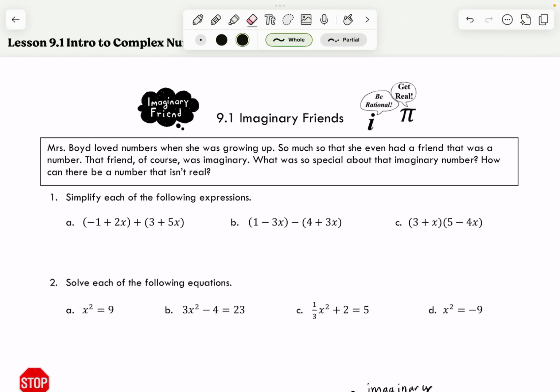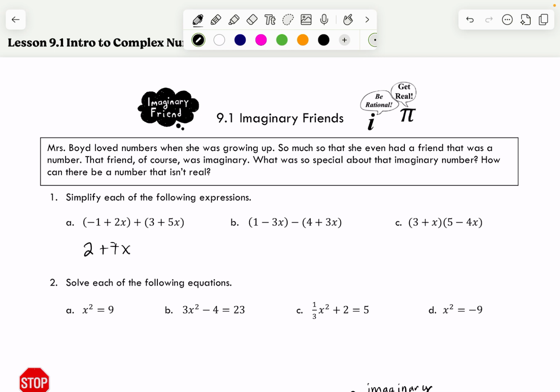Hi everybody, today we're going to talk about imaginary numbers. But before we do that, we just have to talk about normal numbers. So when we look at number 1, we're just adding like terms. So negative 1 plus 3 is 2, and 2x plus 5x is 7x. And that will be it.